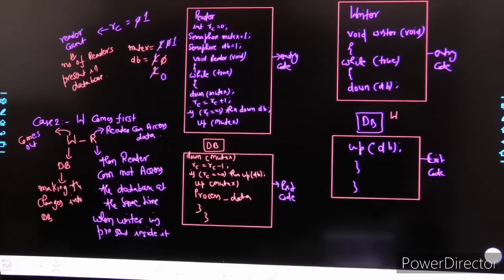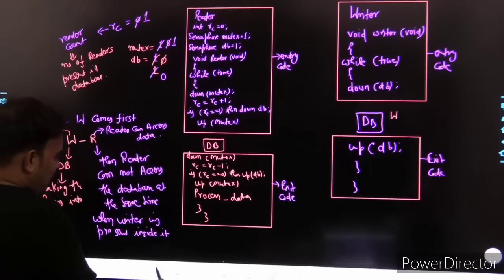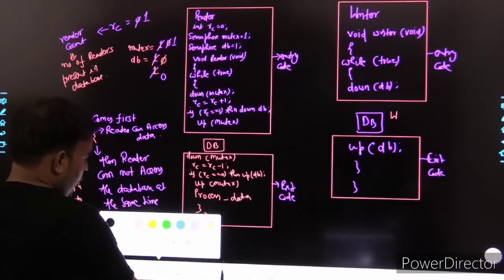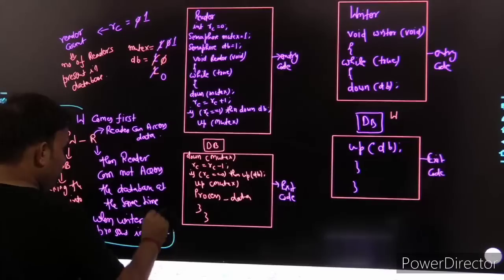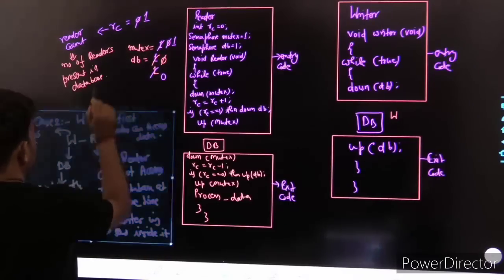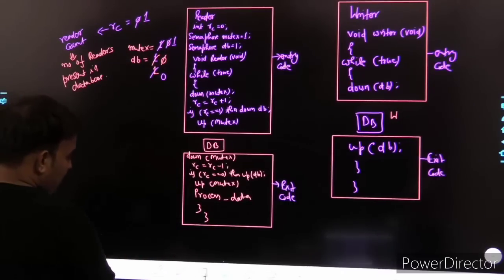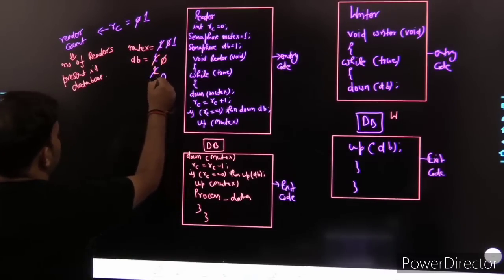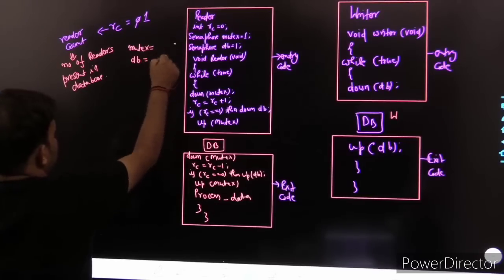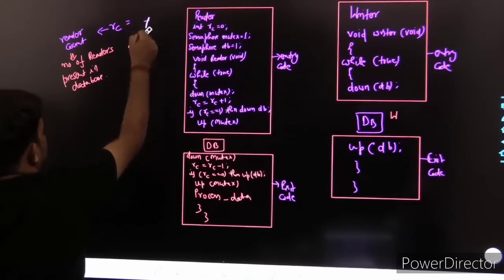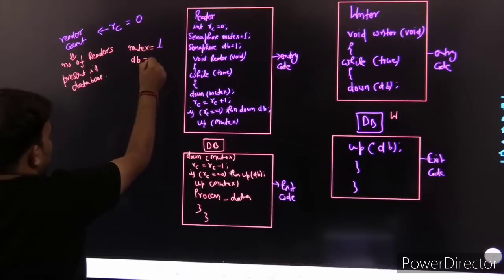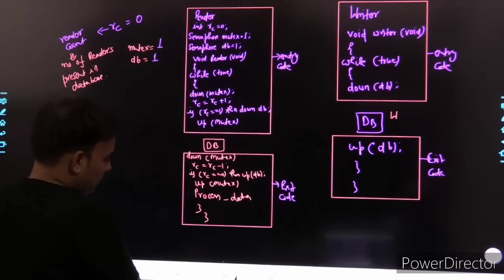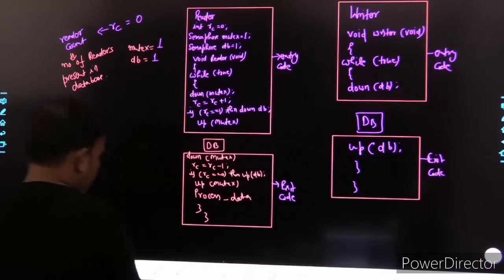I hope you noted this down, guys. I am going to take case third, my dear friends. I am going to explain case third. Initially, the RC value is 0, mutex is 1, and DB is 1.